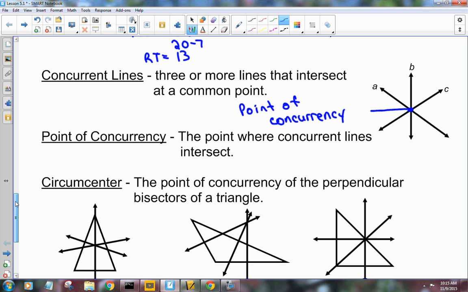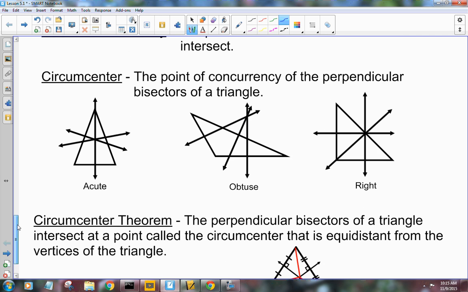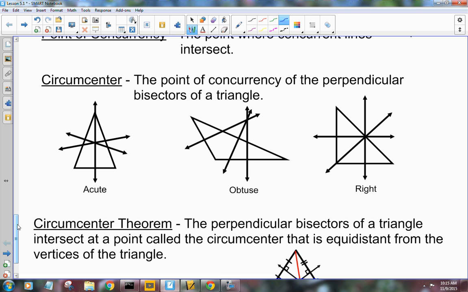Now, if you take a triangle and you draw all 3 perpendicular bisectors, okay, they are going to intersect at a point called the circumcenter. So look at this triangle right here, this acute triangle. If I draw each perpendicular bisector, so like this right here is the perpendicular bisector, this is a perpendicular bisector, and this is a perpendicular bisector. Okay? If I draw all 3 of them in a triangle, those 3 lines are going to intersect. And they're going to intersect at a point called the circumcenter.